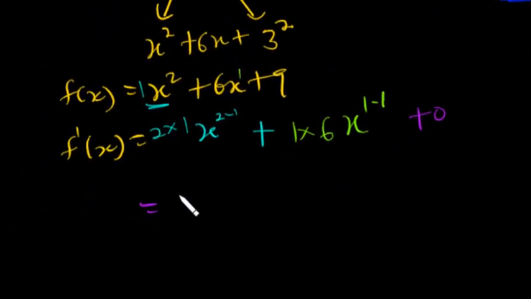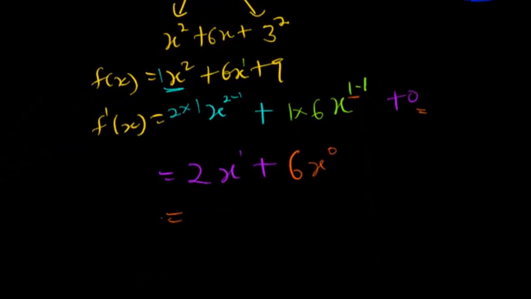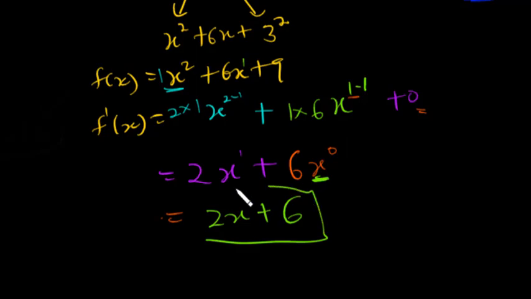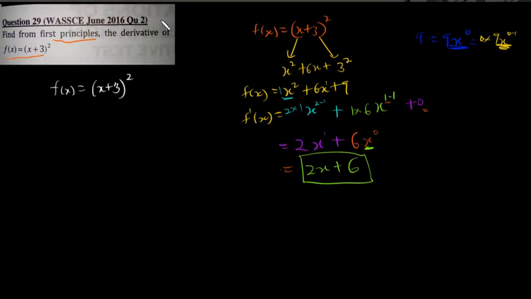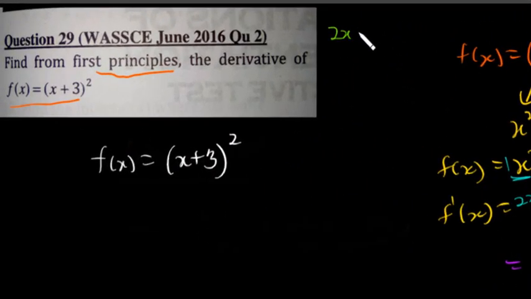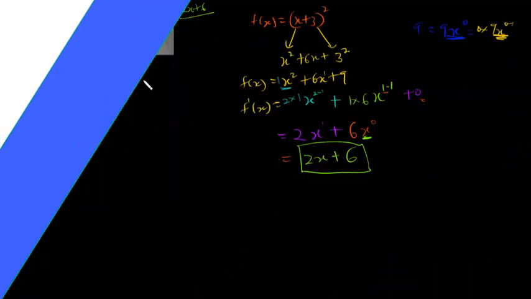Alright, so 2 times 1 is 2 here. If I subtract 1 from 2, I get 1. So I have 2x raised to the power 1 here. And 1 times 6 is 6. And 1 minus 1 here is 0, and here is 0. So I'm going to get 2x raised to the power 1, 2x, and plus 6, because any number raised to the power 0 is 1. So that is the final answer. I will get 2x plus 6. So let me write it somewhere here. 2x plus 6, that's what I have to get.